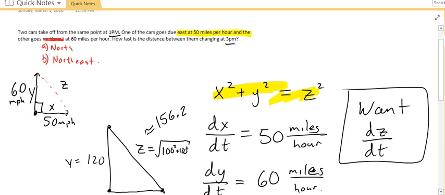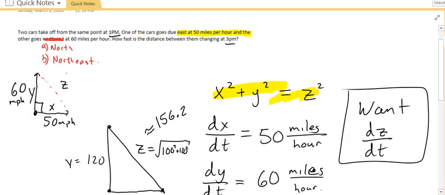So that's what we have happening in part A of this problem. When we're traveling north, we get to use the Pythagorean theorem, which is a common sort of thing to use in these types of problems. Anytime you have a right triangle, it's a fair thing to use.